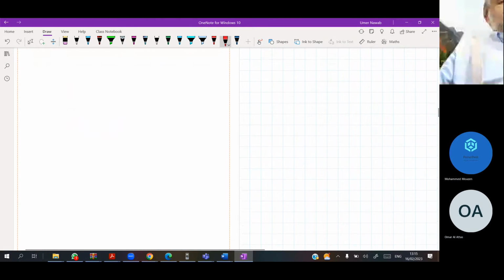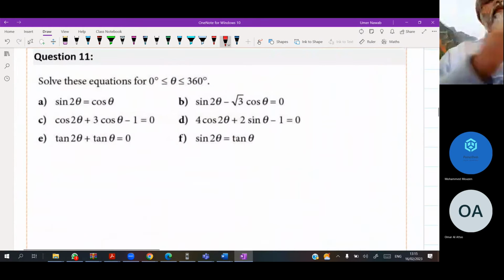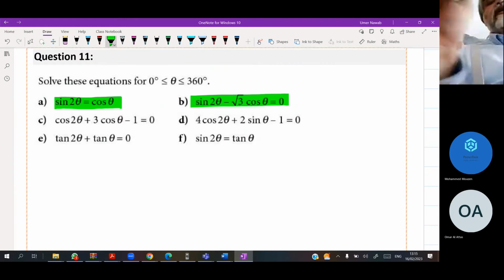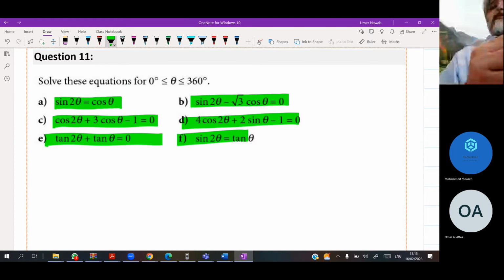Okay. Now we are about to finish the questions here in trigonometry. As the examiner has given you, for example, the double angle identity here. This is the equation. So we have 6 questions where the examiner has used the double angle identities in the equation.